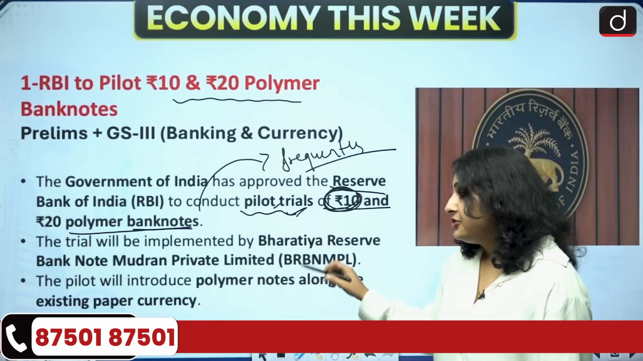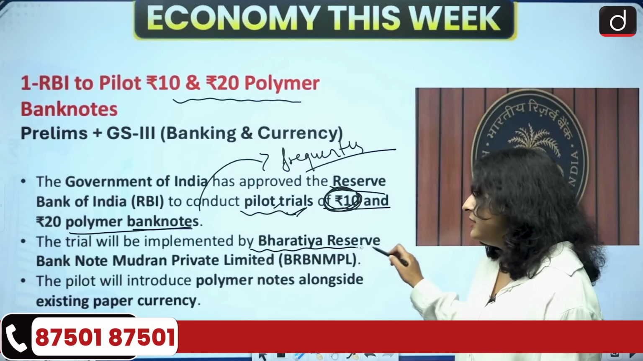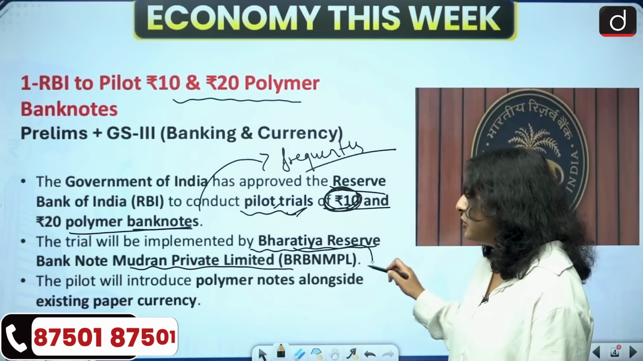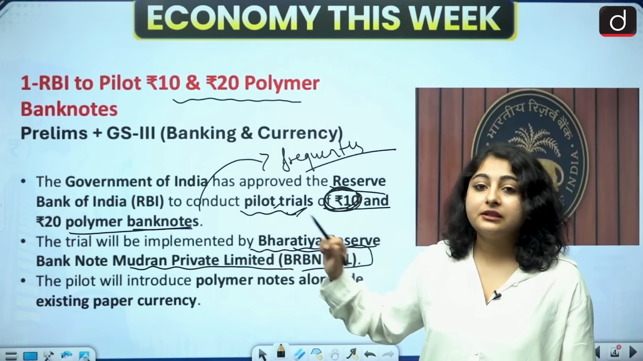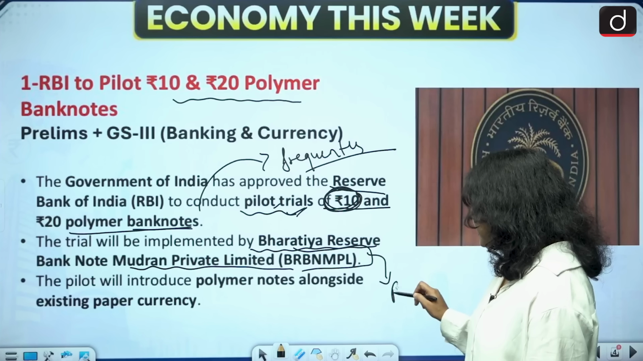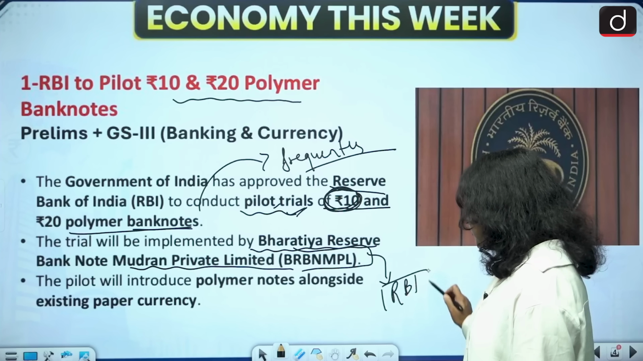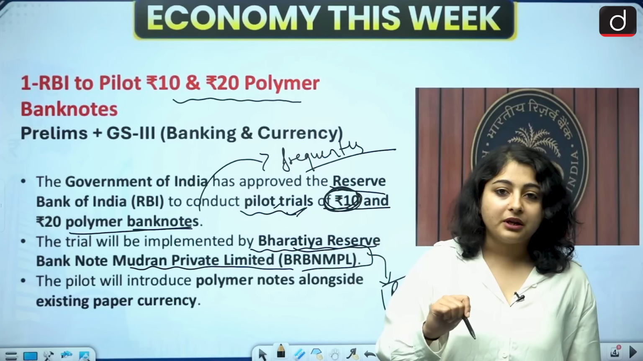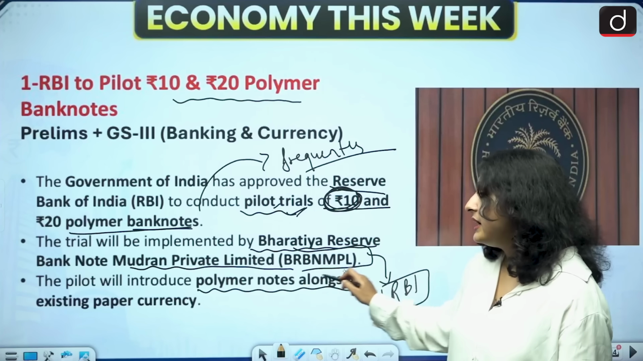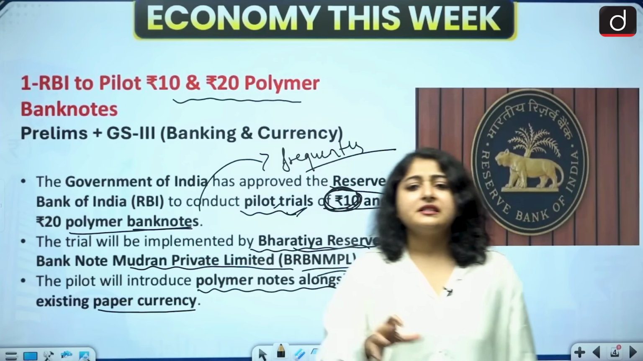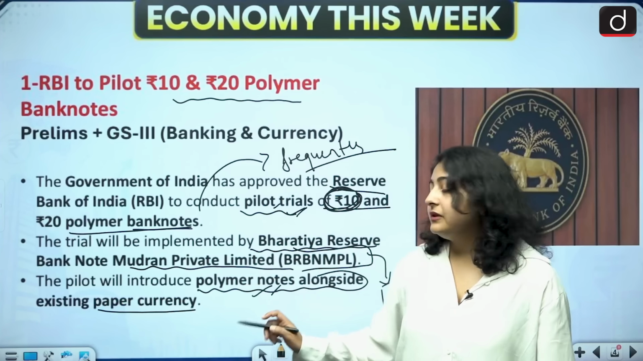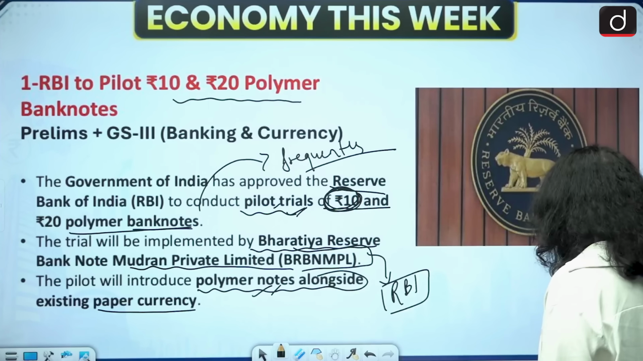Now this trial will be implemented by Bharatiya Reserve Bank Note Mudran Private Limited. This company is responsible for printing these synthetic notes, and this company is a subsidiary of RBI, which means it comes under your RBI. All right. Now the pilot will introduce polymer notes alongside existing paper currency. Existing paper currency will keep on circulating. Along with that, these polymer notes will be introduced.